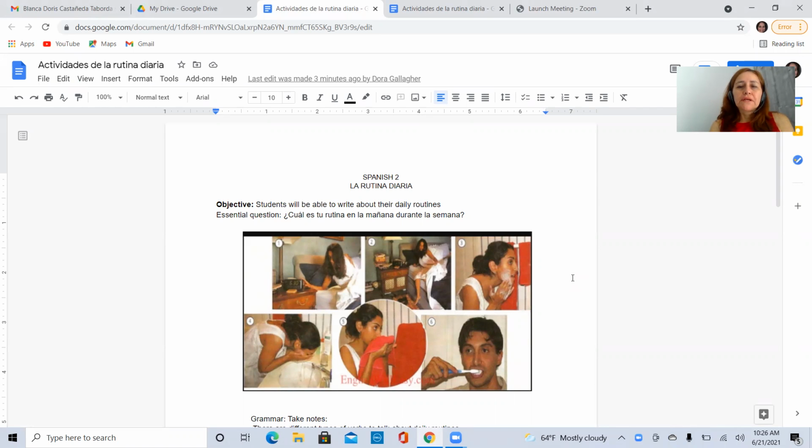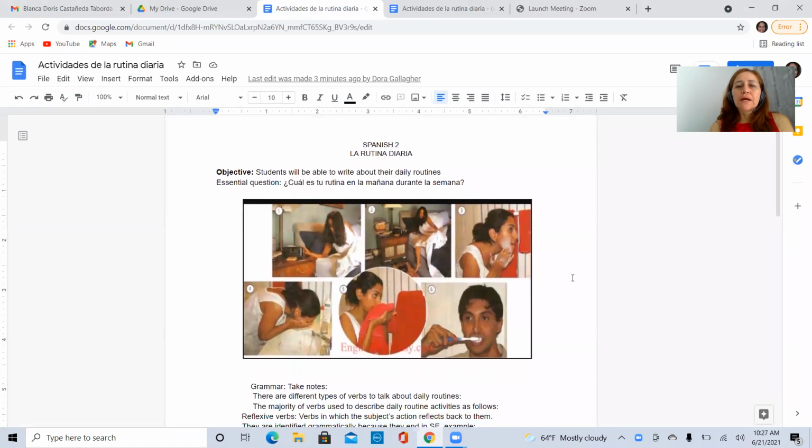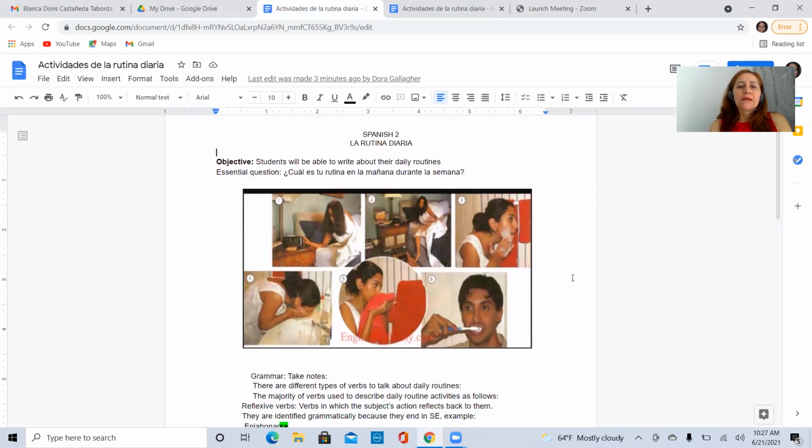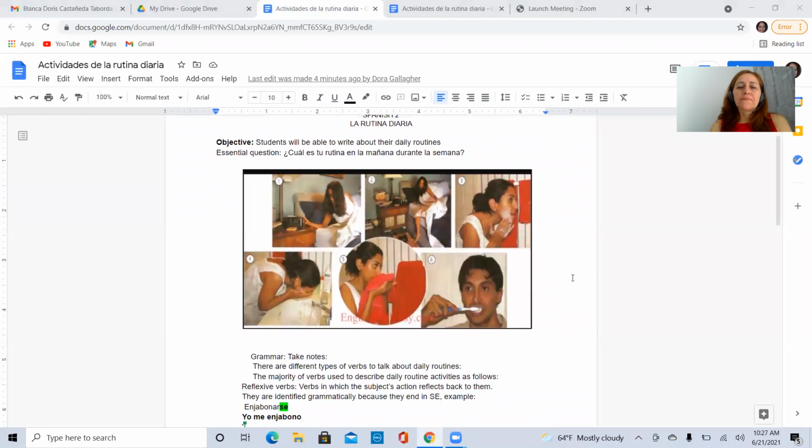The objective for today's lesson is to be able to write about your daily routine activities. So at the end of this lesson, you should be able to do that. The essential question that you will answer at the end is, ¿cuál es tu rutina en la mañana durante la semana? What's your daily routine in the morning during the week?